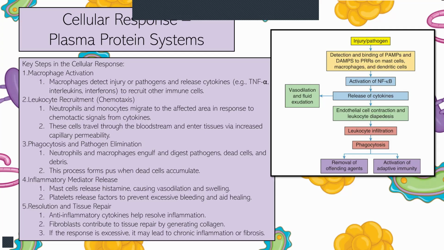The cellular response also involves thrombosis or clot formation to prevent the spread of infection, and stimulation of nerve endings, which causes pain as a protective mechanism. Ultimately, the cellular response transitions into tissue repair and resolution, where anti-inflammatory signals promote healing. However, excessive or prolonged activation can lead to chronic inflammation. This contributes to diseases like arthritis and autoimmune disorders.